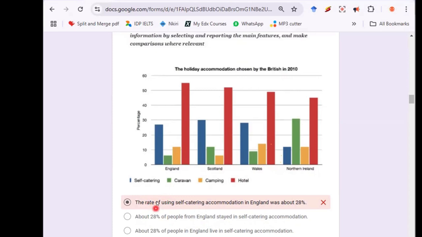Let's check. 28% of people were self-catering. That's color blue. That's correct. This number 2 looks like our answer.